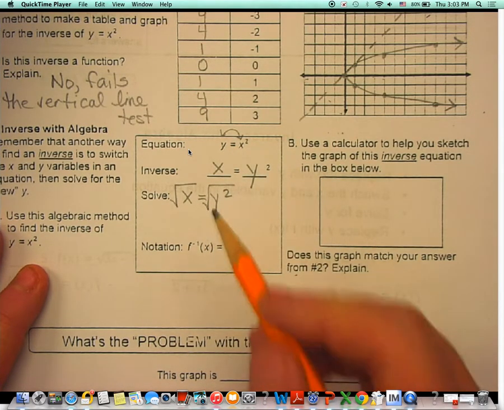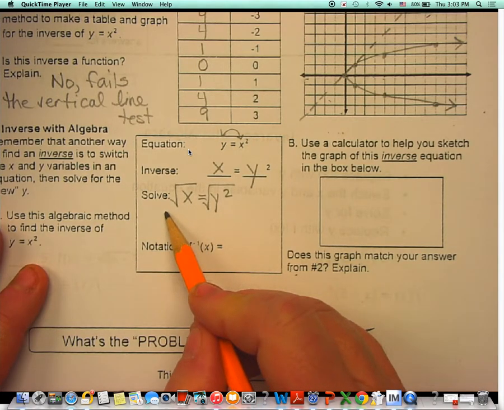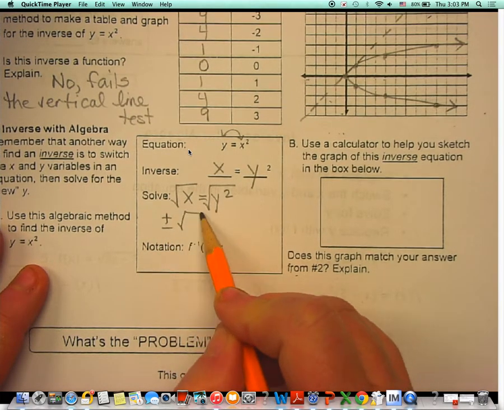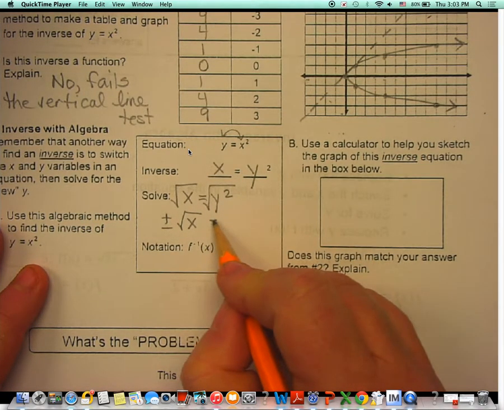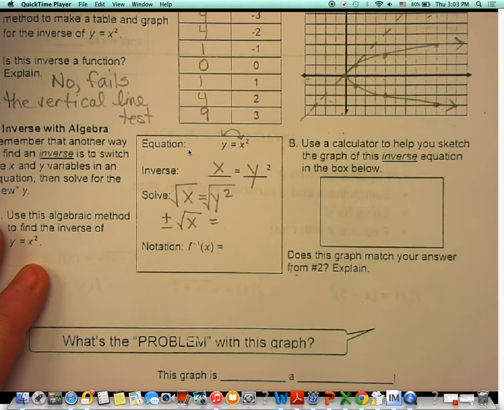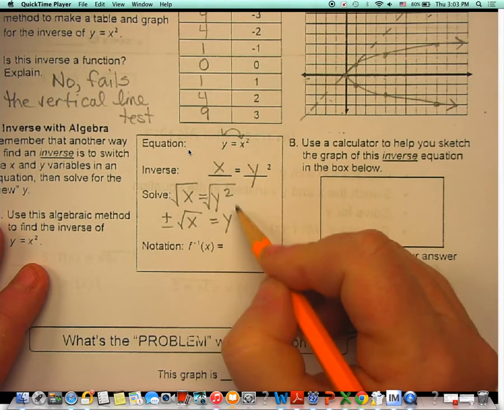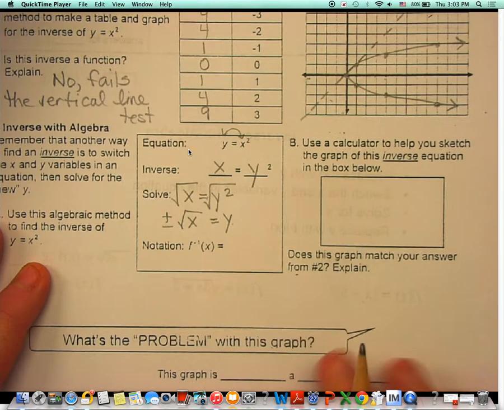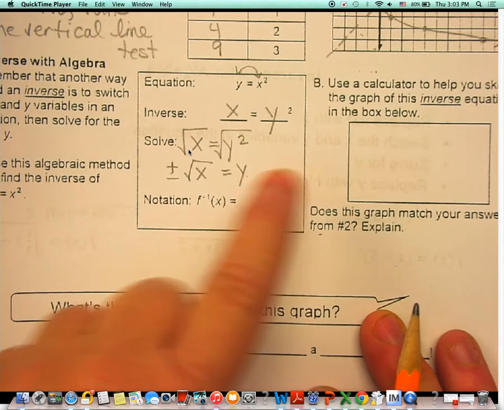Okay, and then when you square root variables, what do you have to put out here in front? Plus or minus. It would be I if we were square rooting a what? Negative. Okay. What's the square root of Y squared? Y. The square root and the square cancel out, and we just have Y.